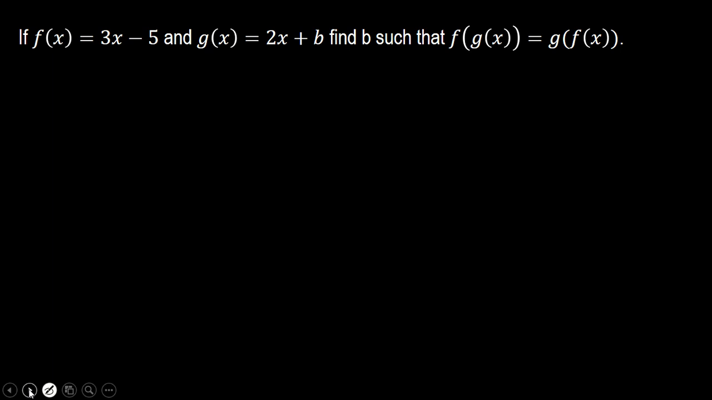Last one. Let's have this last one. Given that f of x is equal to 3x minus 5, and g of x is equal to 2x plus b, find b such that the f of g of x is equal to the g of f of x. With that, again, you can pause the video so that you can answer this first before verifying if your answer is correct.